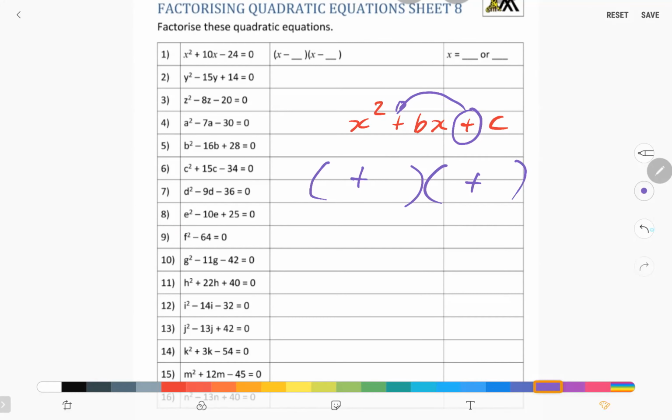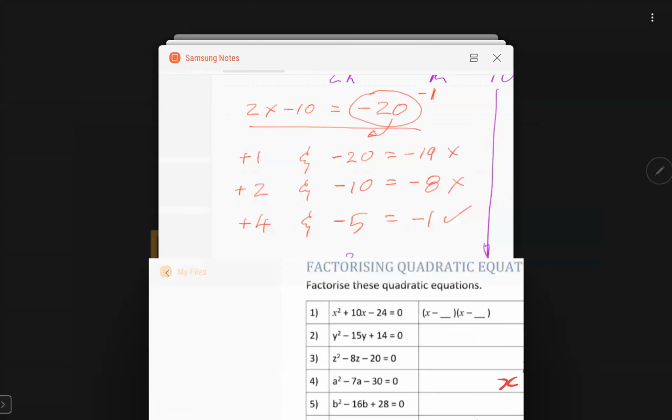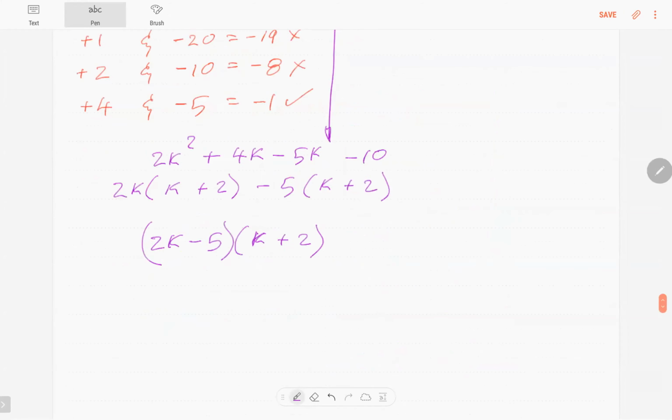If this, let me open my screen so I can erase something. There we go. So let me use this instead.